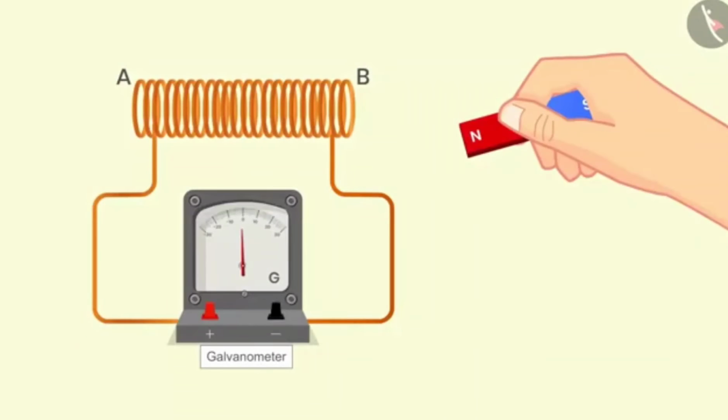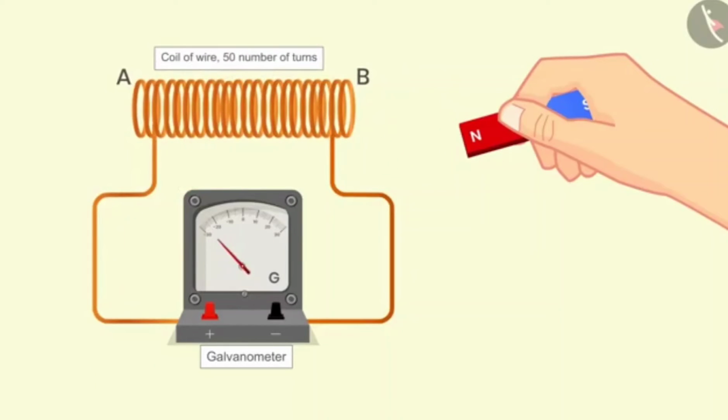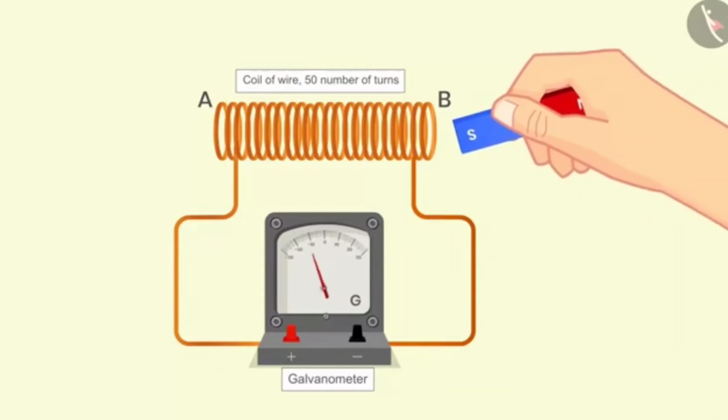In the second case, we keep the magnet stationary and move one end of the coil towards the north pole of the magnet. Then the needle will show the deflection on the right-hand side, and will show deflection on the left side if we move the coil away from the magnet. In the third case, if we move the south pole of the magnet towards the coil, then the deflection will be opposite to what it was in case 1.